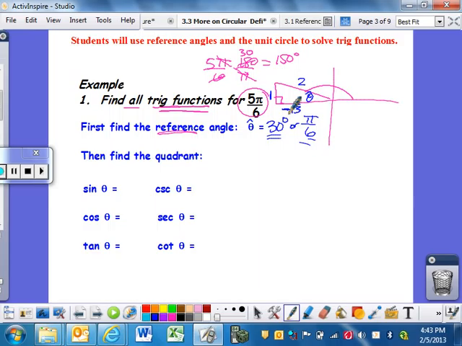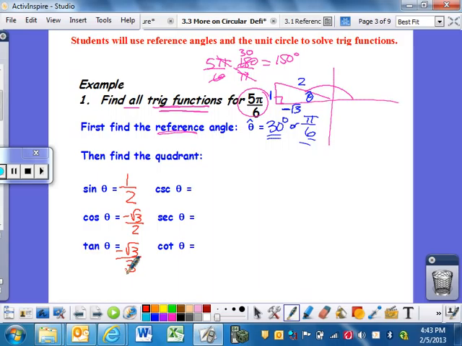The sine is your y over your r. The y value in this case is a 1. R is 2. So sine is 1/2. Cosine, negative root 3, is the x over 2. And then the tangent is going to end up being negative 1 over root 3. I hope you're all okay with me just doing the negative root 3 over 3 at this point.